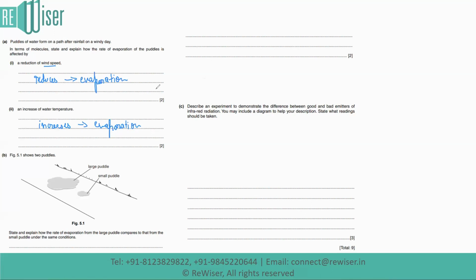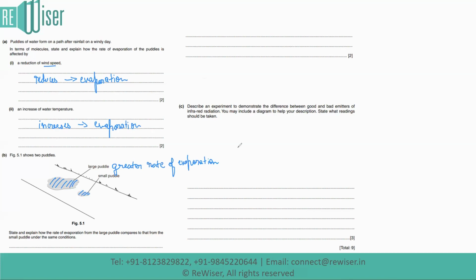Figure 5.1 shows two puddles. We have a larger puddle which has a greater surface area that is open, and a smaller puddle which has a consequently smaller surface area that is open or in contact with the atmosphere. State and explain how the rate of evaporation from the larger puddle compares to that of the smaller puddle under the same conditions. Under the same conditions, the larger puddle has a greater rate of evaporation, owing to the fact that it has a greater surface area that is in contact with the atmosphere.